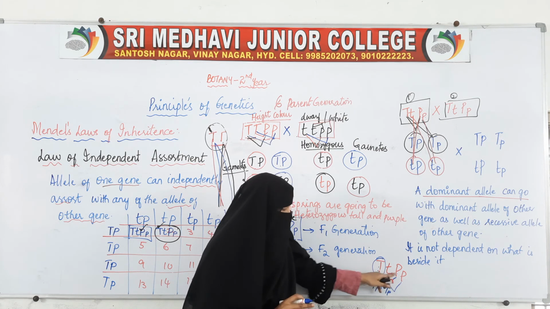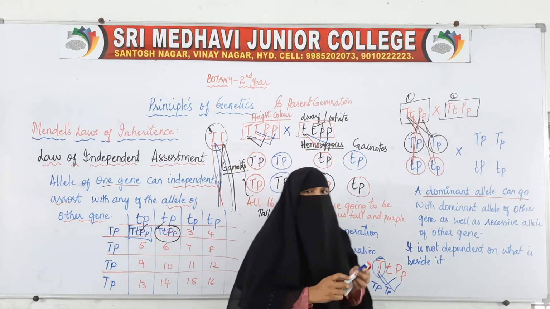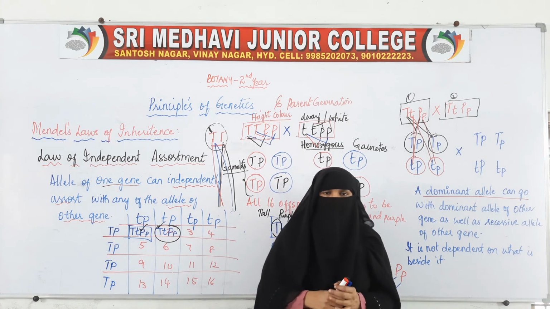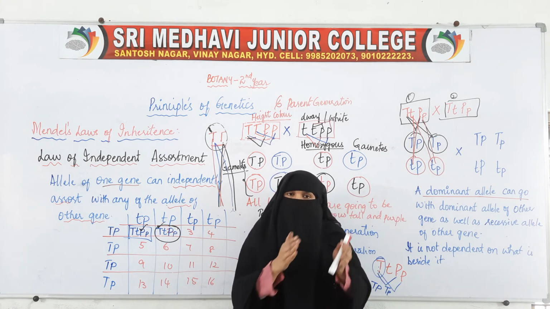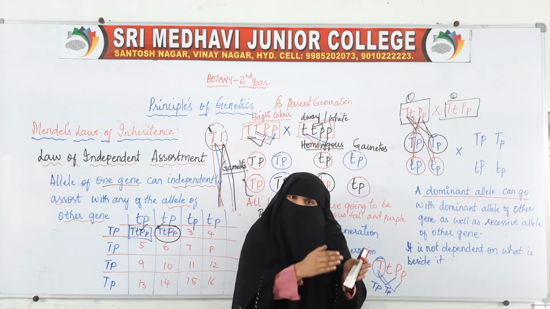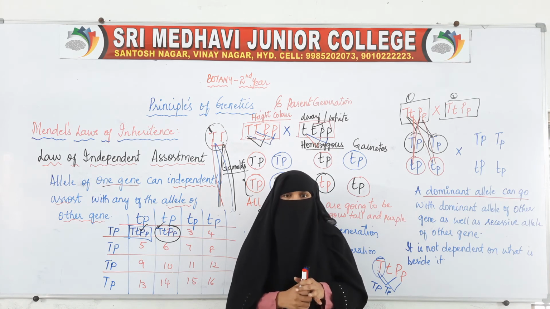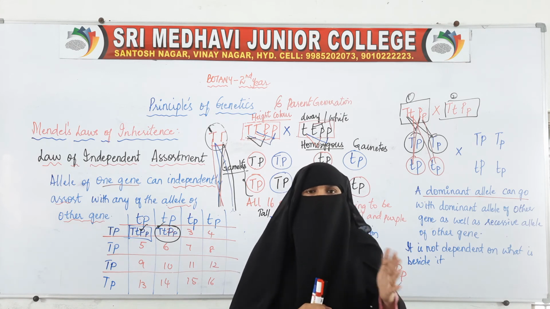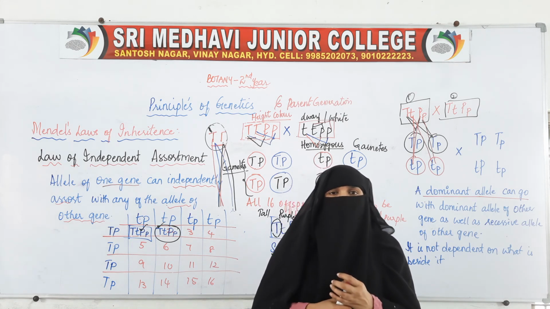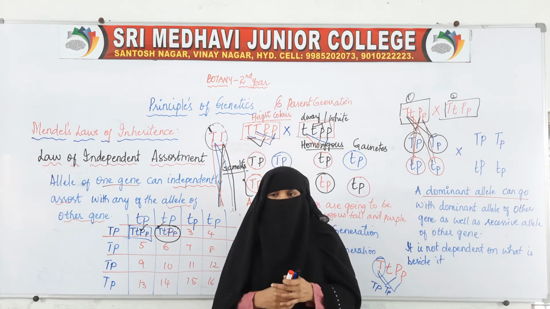Assort in the sense, it can classify itself with the dominant gene as well as with the recessive gene. So basically what we are saying in this law is that an allele of one gene can classify itself with an allele of another gene independently. It can classify itself with both the alleles of the other gene. So this is the law of independent assortment. Hope it is clear to you.